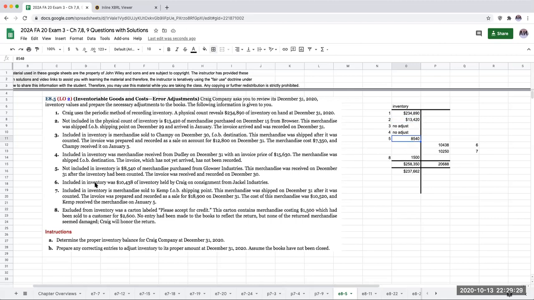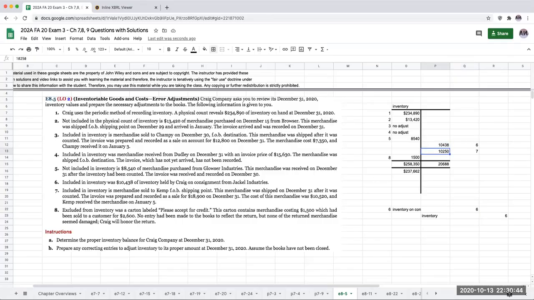Okay, so included in inventory was 10,430 of inventory held by Craig on consignment from Jackal. So I think what I would do here for number 6 is I would be crediting inventory, and then I would call this consignment. Over here for 6, I'm just going to pause and check this real quick.